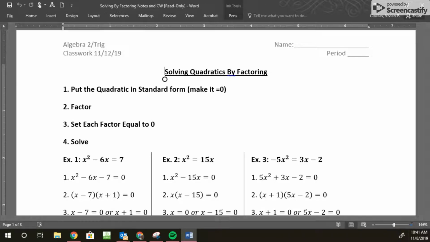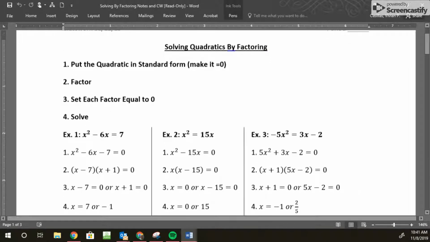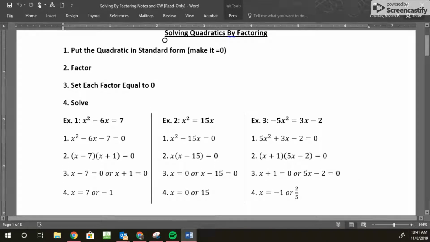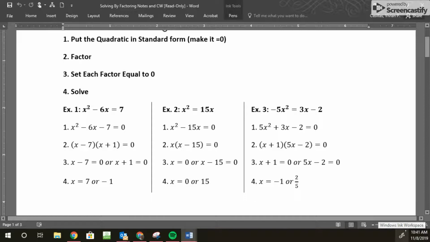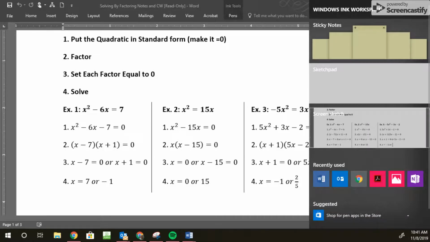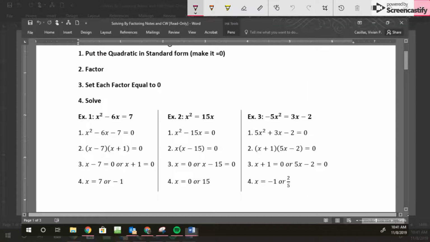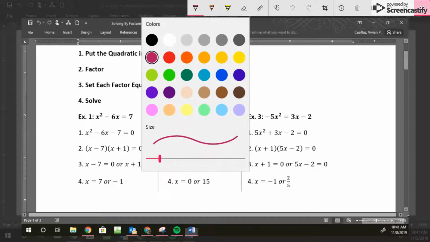This is now solving quadratics by factoring. There are some rules and steps to solve quadratics by factoring. The first step is you have to make sure that it does equal 0. That is in standard form. If it's not in standard form, then we can't do it or the answers aren't right.